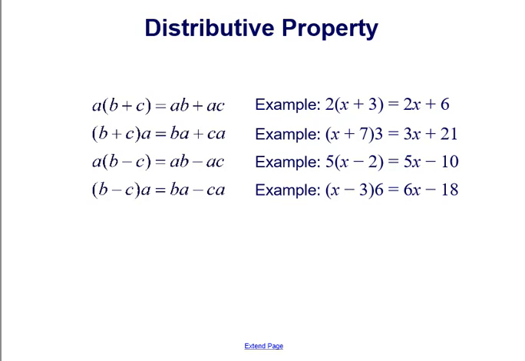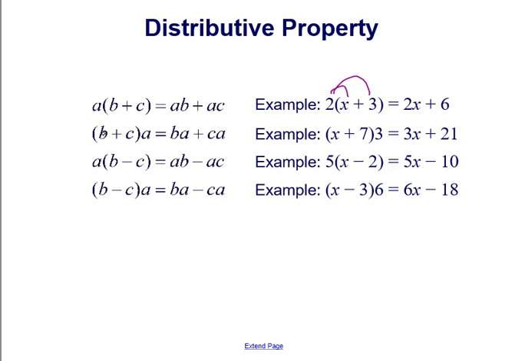So the most common form you'll see is the first, where you have a times the quantity of b plus c equals ab plus ac, where we have this example that 2 times x plus 3 is 2 times x plus 2 times 3, which is 2x plus 6. That's the most common way you'll see your expressions with the distributive property, but the rest of these formats could follow as well. You could have your number not to the left of the parentheses, but to the right.